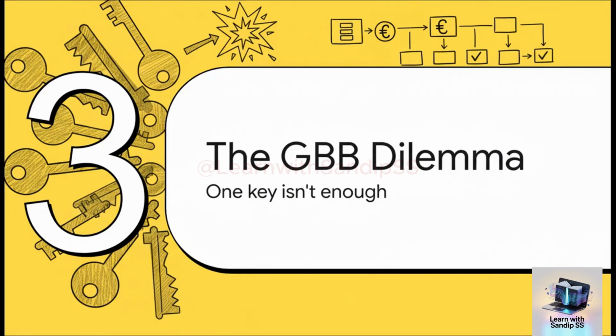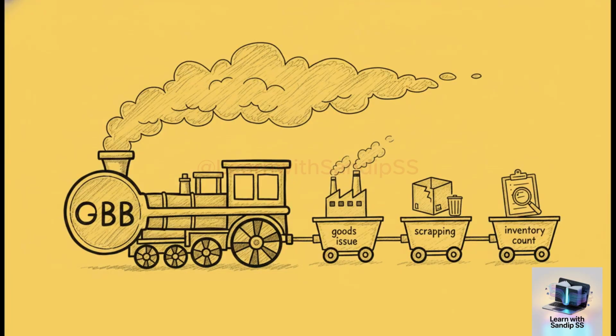Okay, so now that we've got the basics, let's see where this all gets, well, a little complicated. And we're going to use one of the most common, most versatile transaction keys in all of inventory management to do it, GBB. So this key, GBB, is a real workhorse in the system, but its job description, offsetting entry for inventory posting, is super broad. And that's exactly where our challenge starts. It's used just about everywhere.